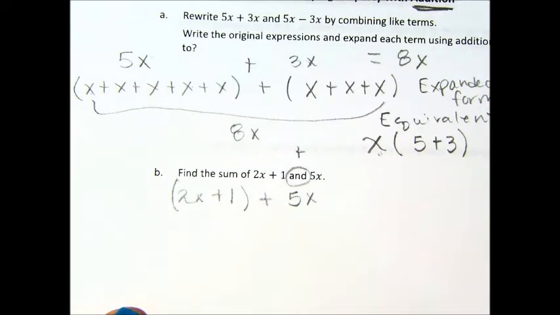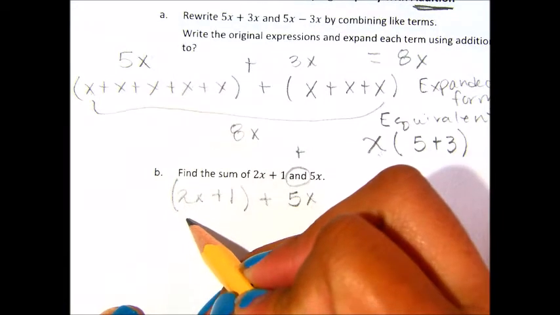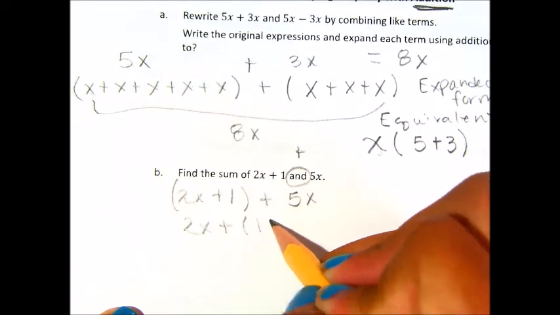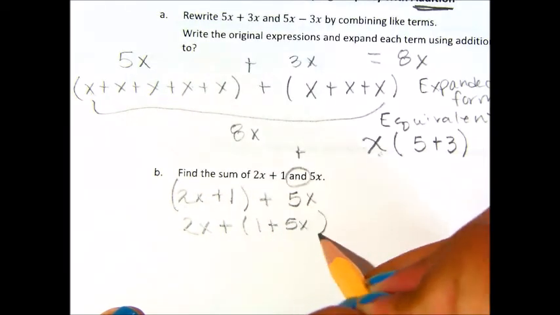Alright, so I've written the expression. My next step is going to be to use the associative property to regroup the terms. Remember, the associative property tells me that I can associate each of my terms with another term, but still have an equivalent expression. Let's say I want my 2x alone. Using the associative property, my new expression would look like 2x plus (1 plus 5x).